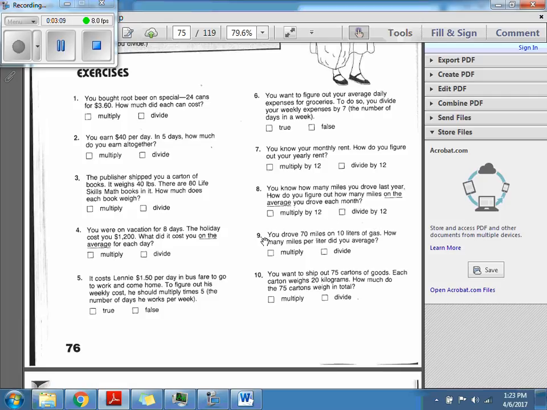Number 9, you drove 70 miles on 10 liters of gas. How many miles per liter did you average? Would you multiply or divide? Number 10, you want to ship out 75 cartons of goods. Each carton weighs 20 kilograms. How much do 75 cartons weigh in total? Multiply or divide?